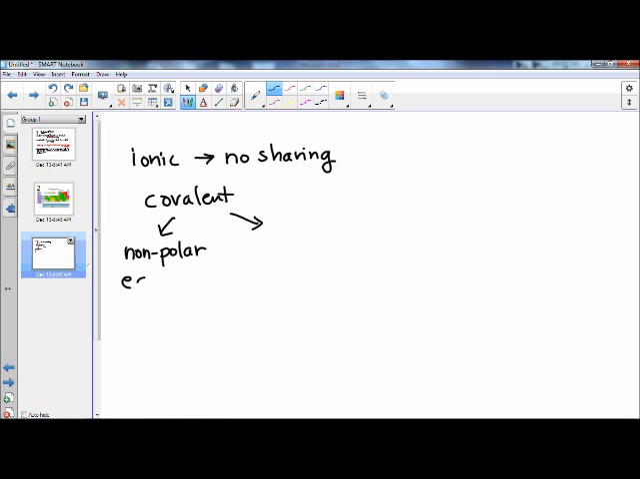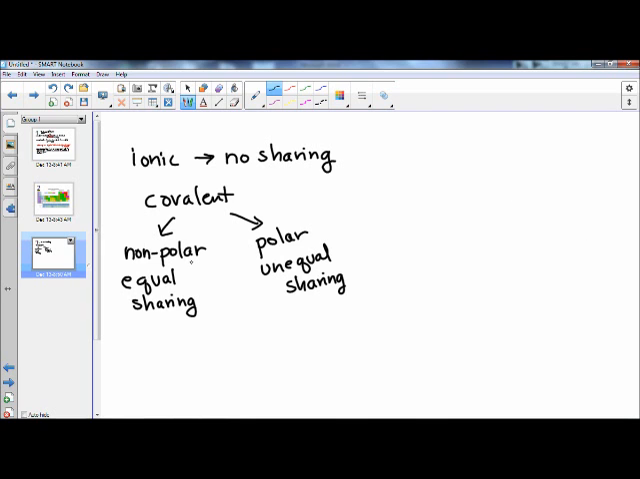Non-polar is the equal sharing. These are the good little boys and girls who, when they get a candy bar or some sort of treat, will share it exactly 50-50 with their sibling. The other type of covalent bond is polar, and this is called unequal sharing. That's probably like most of us. They will share, but not necessarily 50-50.